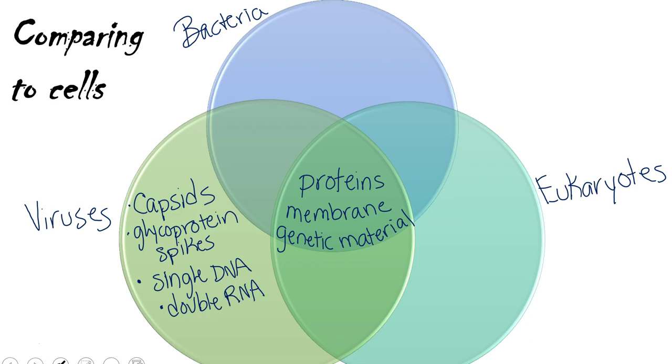All right. Now let's think about some of those things that viruses do not have, but bacteria and eukaryotes do, right? So bacteria and eukaryotes both have ribosomes.